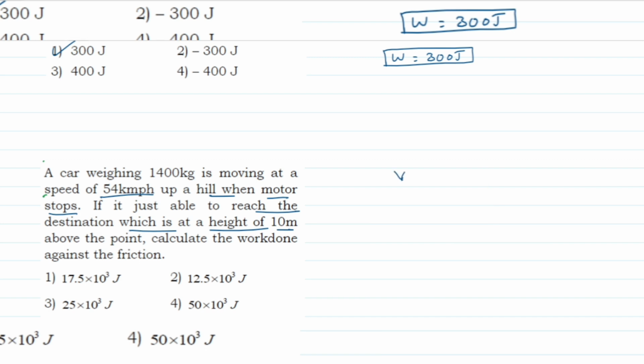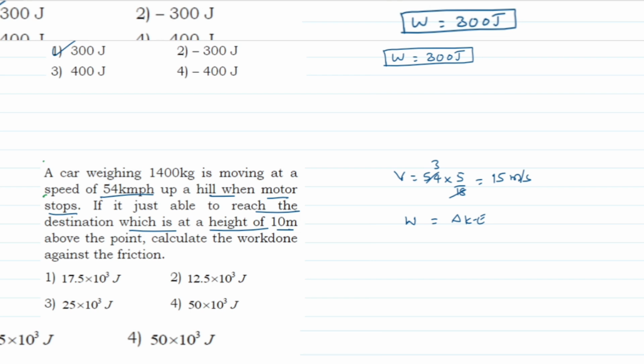So the initial velocity is 54 km per hour. Here you have to convert by multiplying 5 by 18, and 18 into 3 gives 15 meter per second. This is the initial velocity of the car. Now after reaching the destination it has stopped. So work done by all the forces equals the change in kinetic energy.